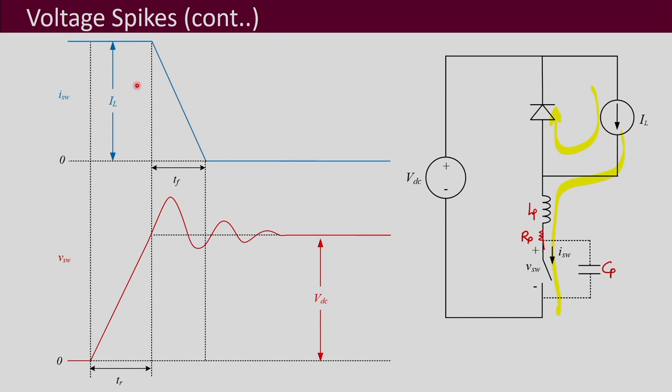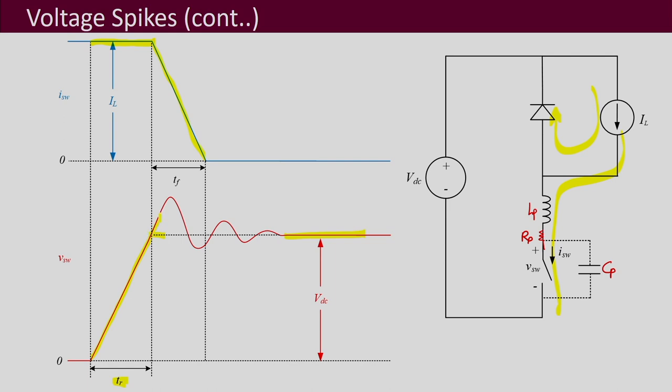When we have the turn off of the device, the device was initially carrying this current IL. When the turn off process begins, if you recall, first the voltage builds up, but at that time there is no change in the current the device is carrying. This is also called the voltage rise time. After that rise time, when the voltage has almost reached the value it is supposed to block, the current starts to fall. This is your fall time. And during this time you have this voltage spike coming up.